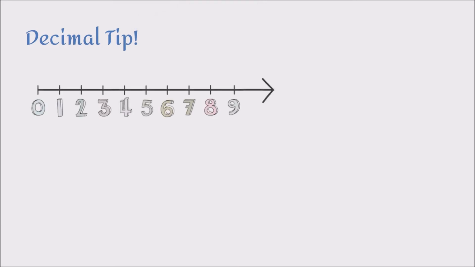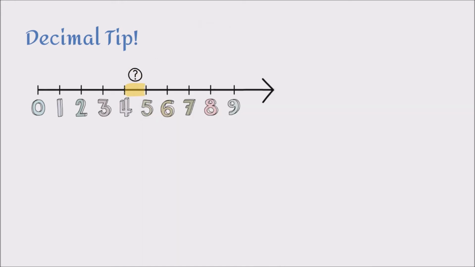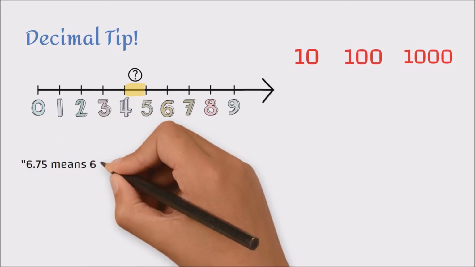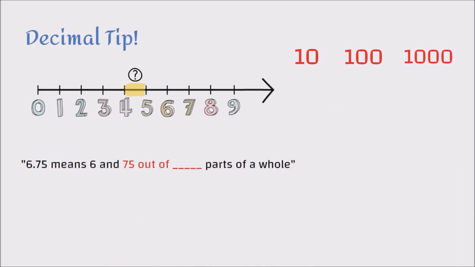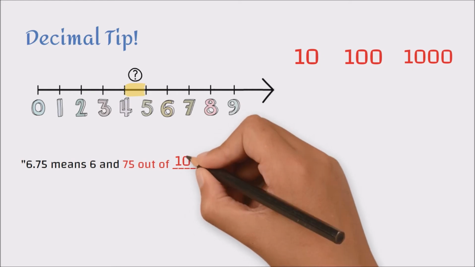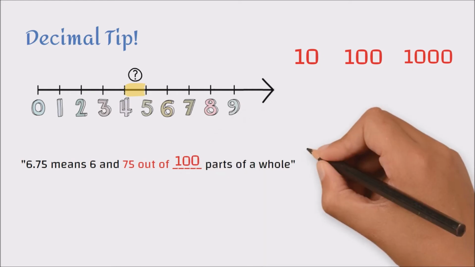And it's a tip about how we know how many spaces to divide by when we know how many decimal digits there are. Now, the goal is to separate the spaces into the closest group of 10 that's bigger than the decimal portion. So, for example, 6.75 means that we have 6 wholes and 75 parts. But 75 parts of what? It can't be 10 because 75 is bigger than 10. So the next group of 10 would be 100.